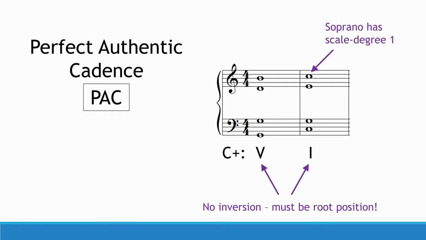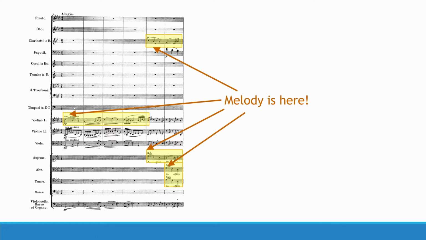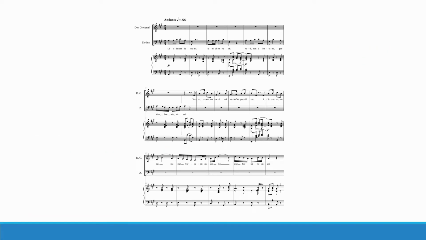So rather than saying that the soprano has to land on scale degree 1, we're going to say that the lead melodic voice needs to land on scale degree 1. Why is that the case? Well, because we're going to take a look at music this year where the soprano is not necessarily the melody. Orchestral music, for example, string quartets, and a variety of other forms.